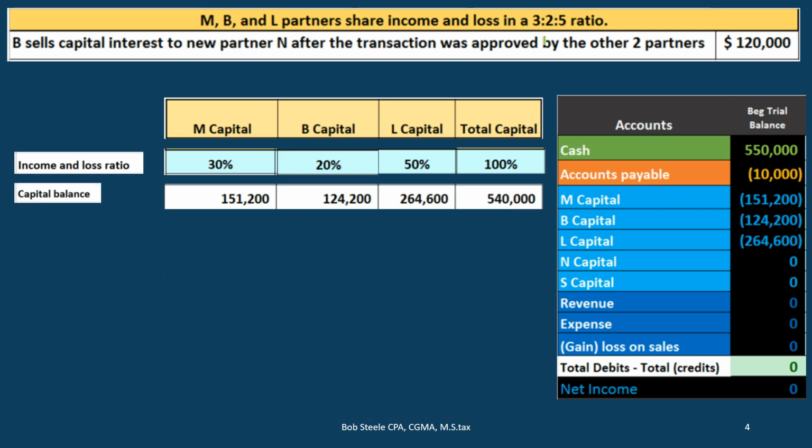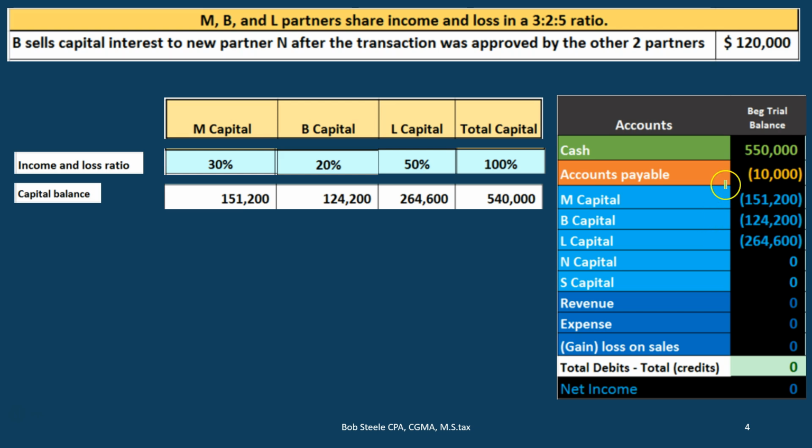Now, if we look at the capital accounts, then we have 151.2, 124.2, 264.6 adds up to 540. Note that those are just the same capital account balances that would be represented on the trial balance. So here they are on the trial balance from M, B, and L. You could have problems that would represent this in terms of a table, could have problems representing it in terms of a trial balance. I really like seeing it in terms of trial balance because as accountants and bookkeepers, we're often going to be using trial balances and it could help to see it in that format, but it's also very helpful to see it in terms of a table.